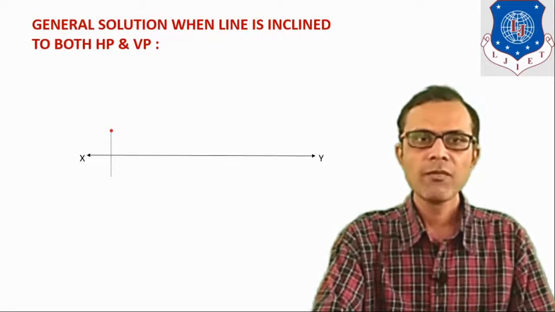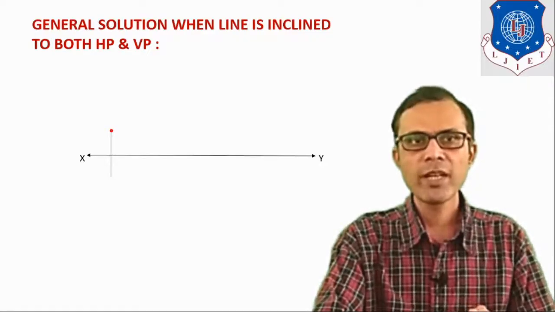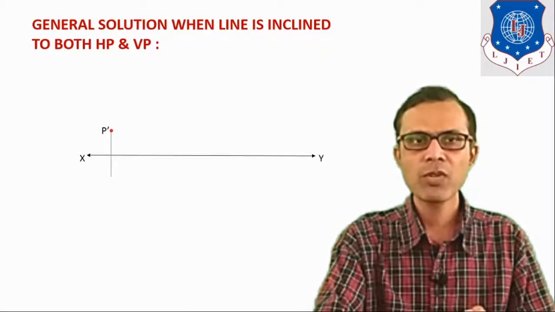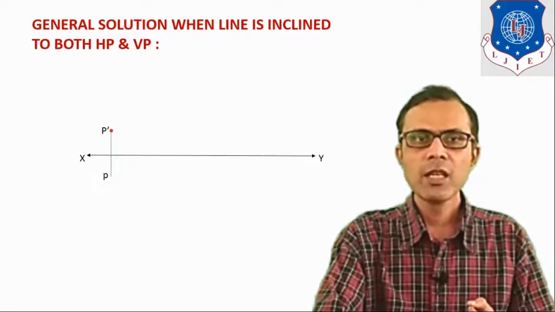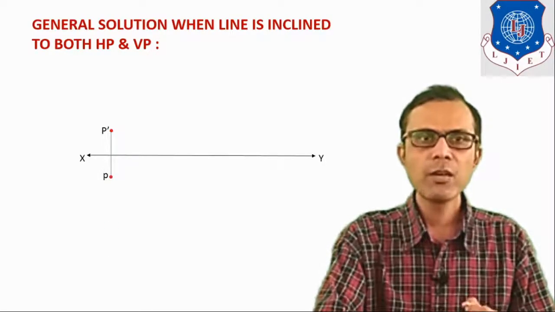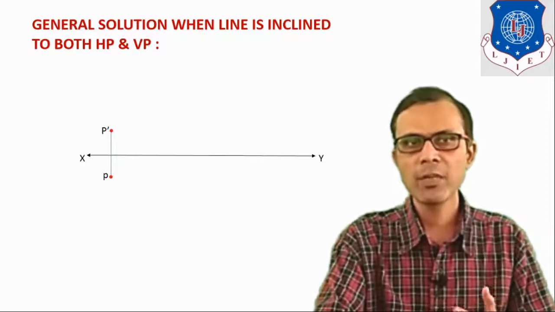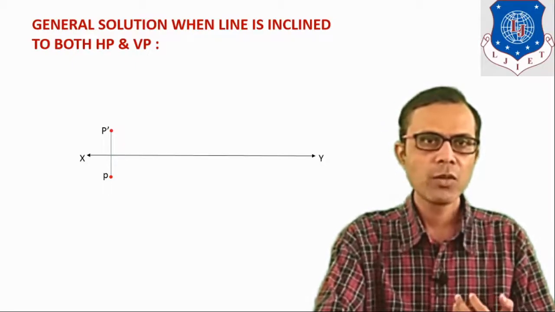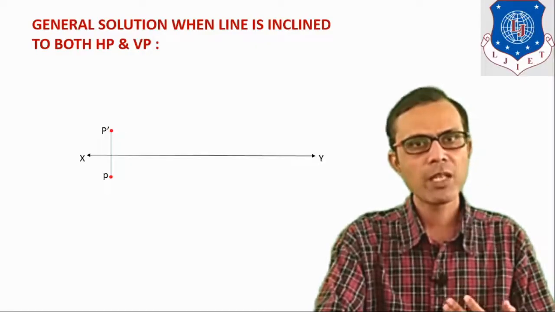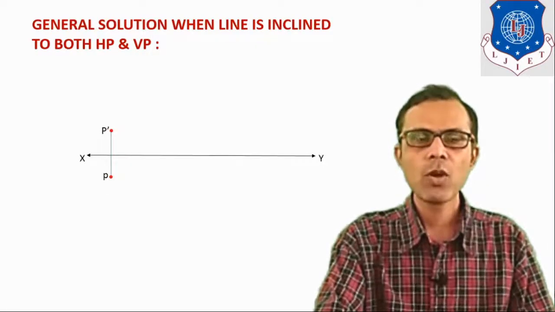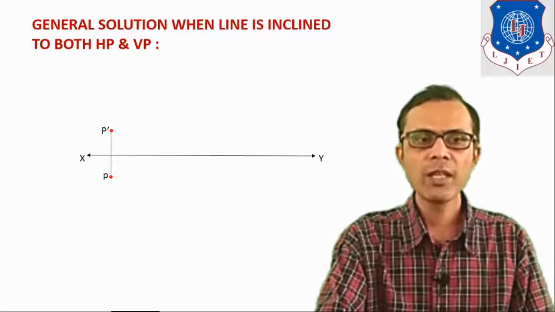So here, first of all, draw the XY reference line and then draw the projector. On the projector line, we have to locate the given position of end P. Whatever distance is given in the example, that distance we have to consider to locate P dash and P, to locate the front view and top view of one end of the line.